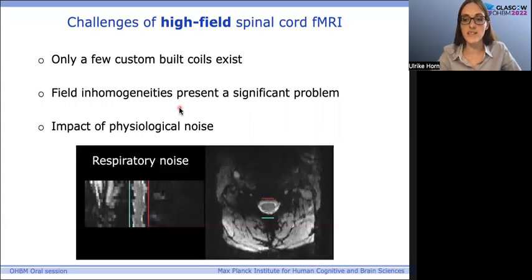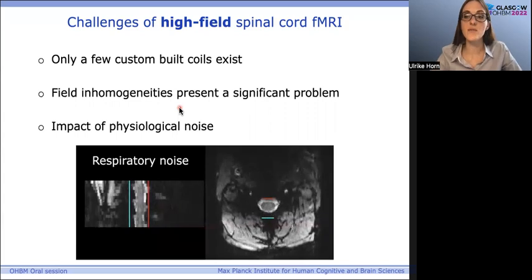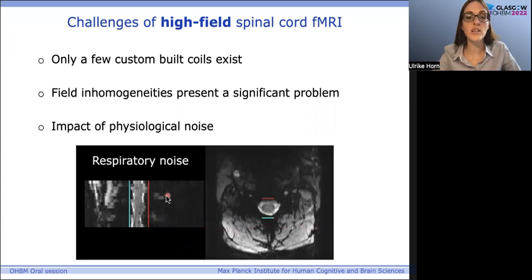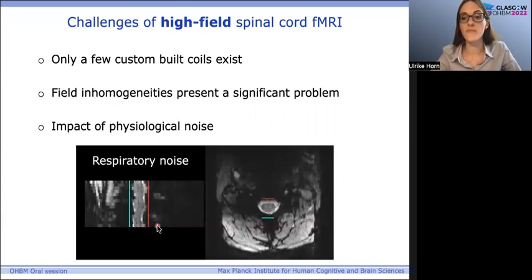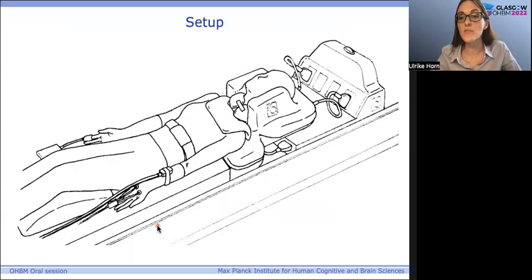So just to give you an idea, here's an extreme example of respiratory noise. And respiration causes dynamic B0 shifts and leads to apparent motion in the whole image, as you can see here in this sagittal view of an EPI acquisition. So how did we approach 7T spinal cord fMRI then?